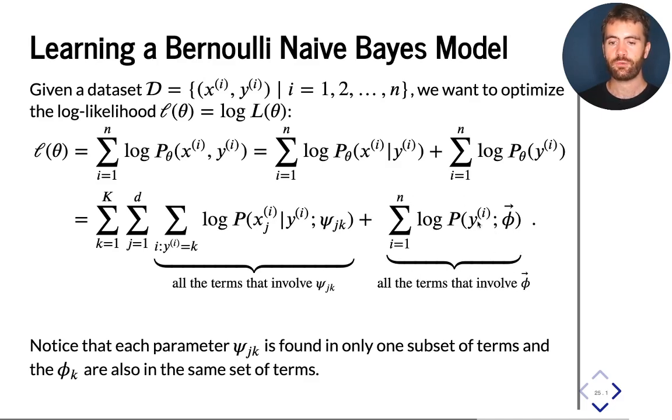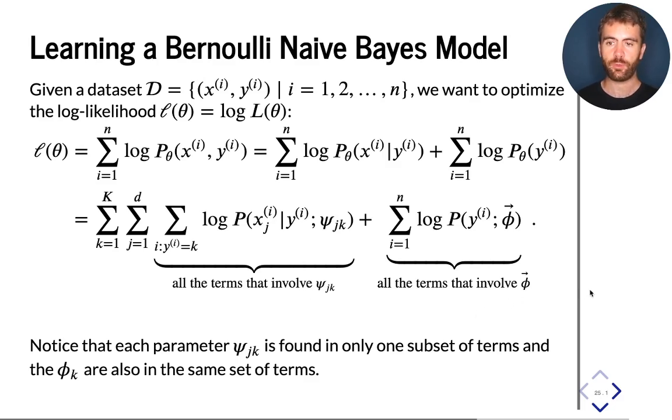This is the set of all the terms that involve phi, and everything on this side does not involve phi. So if I want to optimize this model, I just need to optimize this term. And similarly, for each parameter psi jk, this here is the set of terms in the summation that involve parameter psi jk. If I want to find the best psi jk, the maximum likelihood psi jk, I only need to look at this set of terms in the summation.